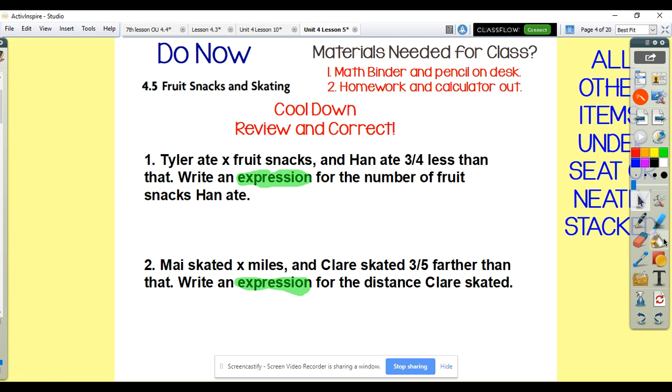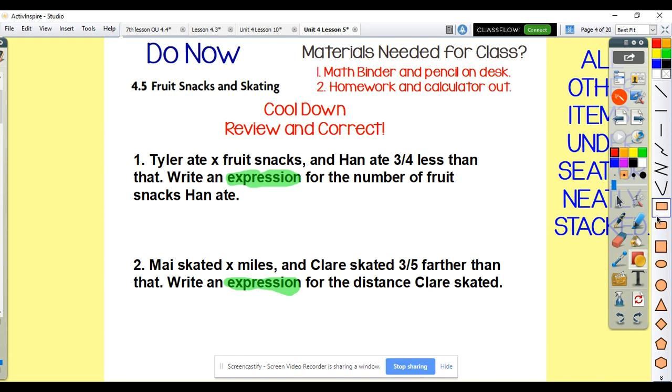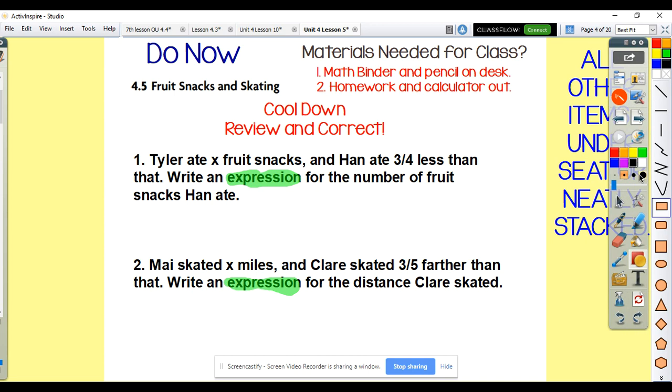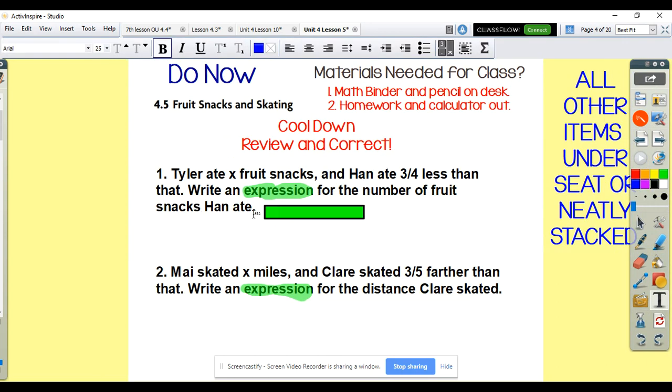I'm going to try to do this using some kind of a diagram. Well, first of all, it says Tyler ate X fruit snacks. So I'm going to use a little diagram to represent that. Okay, so this little rectangle right here represents how many fruit snacks Tyler ate. So I'm going to call that X, okay? That's all of Tyler's fruit snacks.